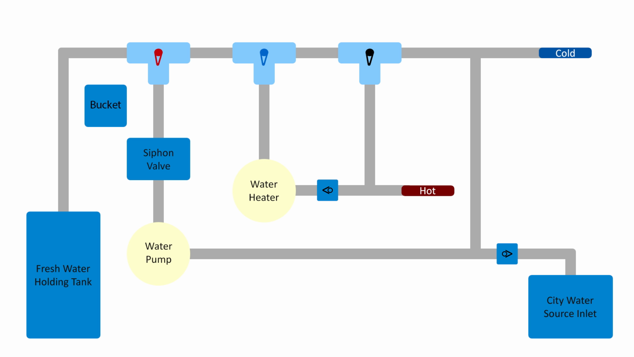Let's take a look at the freshwater fill configuration, in which all valves are turned to the right. This effectively opens up a direct path straight to the water tank. Now there are two options. You can either fill with the city water inlet, or hook up a hose to the siphon valve and use the water pump to pump water directly into the freshwater tank.